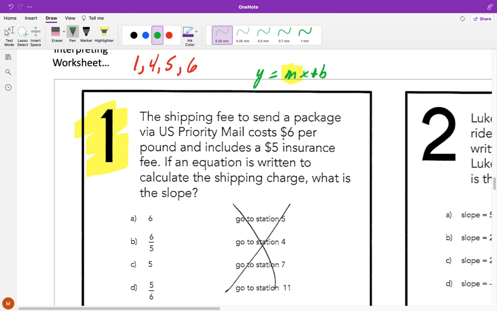So here it says it costs $6 per pound and includes a $5 insurance fee. So no matter what, you're paying that $5 insurance fee. So that is our initial amount, initial cost. Here it's $6 per pound. So that's what's going to be changing. 2 pounds, 3 pounds, it's changing how much we're paying. So this is our rate of change or our slope. So then our answer to this first one is just A, 6.